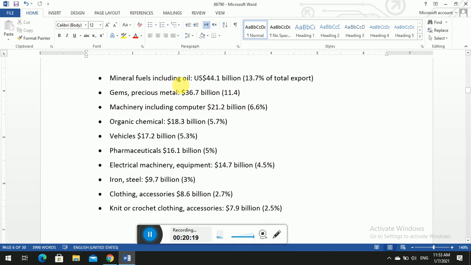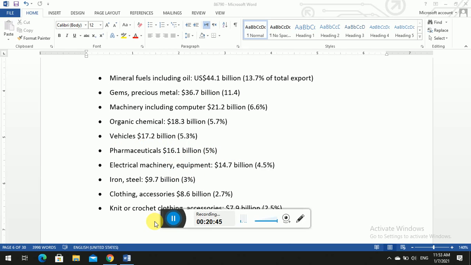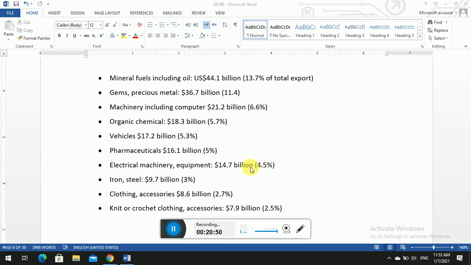You can see mineral fuel including oil was exported at $44.1 billion. Gems and precious metals, $36.7 billion in 2019. Machinery including computers, $21.2 billion. Organic chemicals, $18.3 billion, which have been exported to other countries. Vehicles, $17.2 billion. Pharmaceuticals, $16.1 billion. Electrical machinery and equipment, $14.7 billion. Iron and steel, $9.7 billion, 3%.